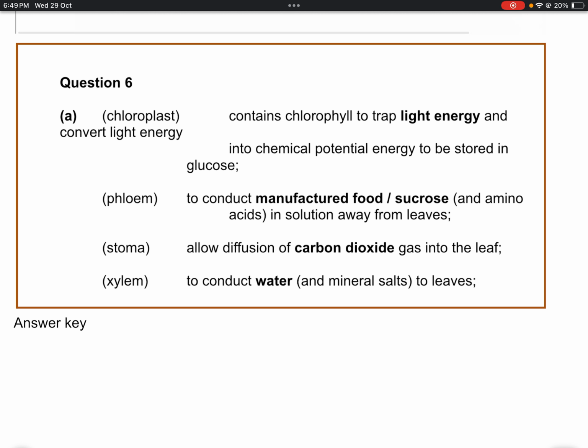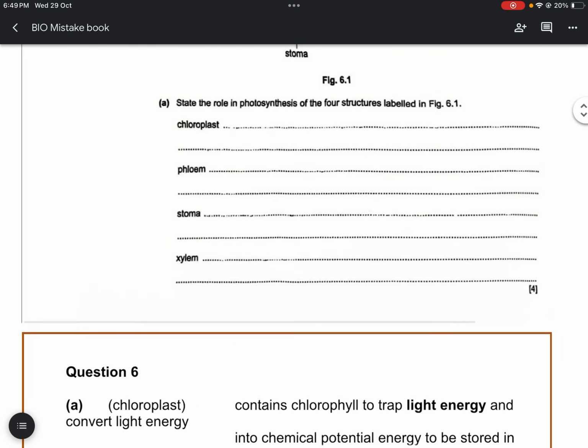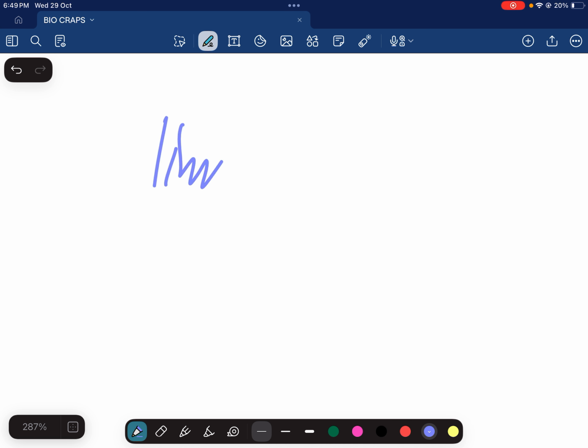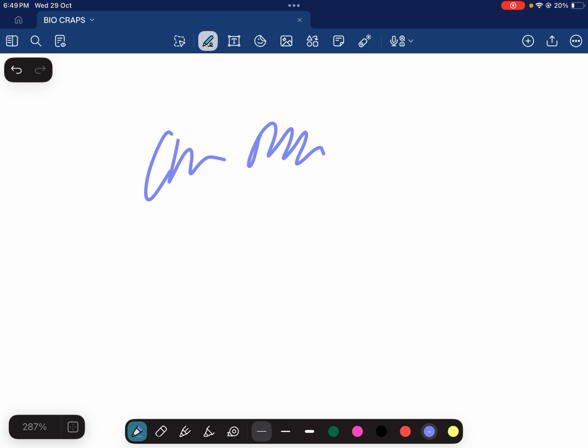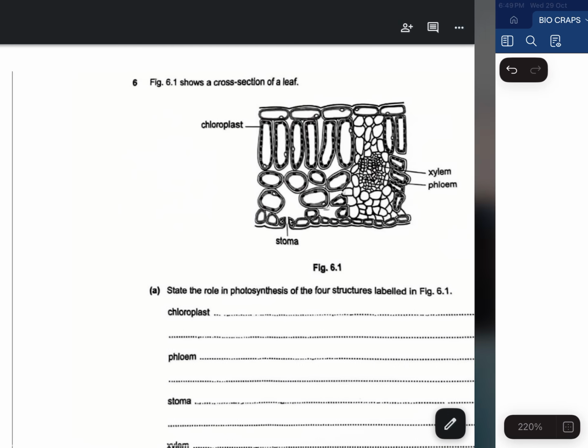So let's see. Chloroplast traps sunlight, converting it into glucose. Phloem conducts manufactured food away from leaves. Stoma allows diffusion into the leaf. Xylem conducts water to leaves. Okay, but when we talk about chloroplast, we say that it gets the light energy. So when you talk about the chloroplast, it traps light energy to convert the light energy into chemical potential energy to be stored in glucose. That's very important. Let's move on to the next question.